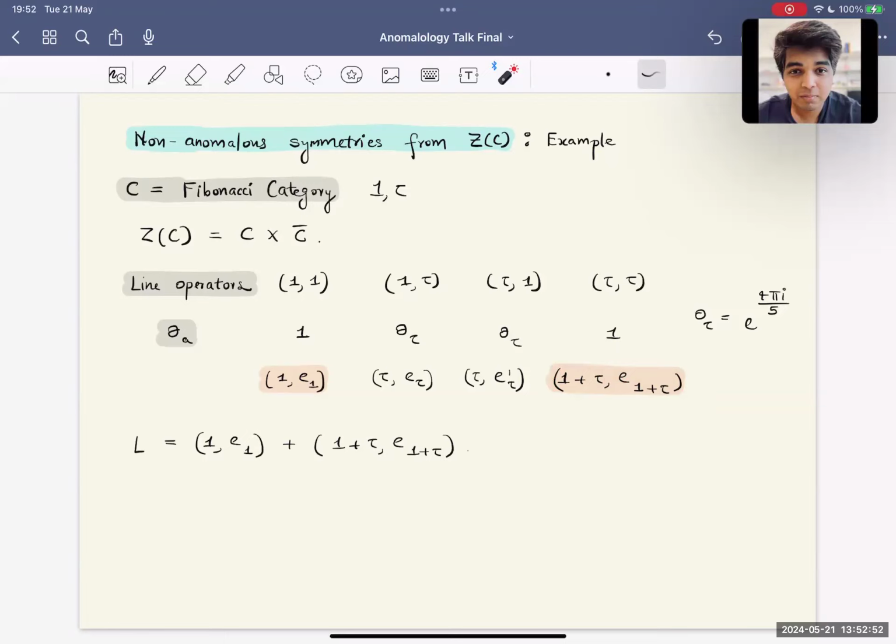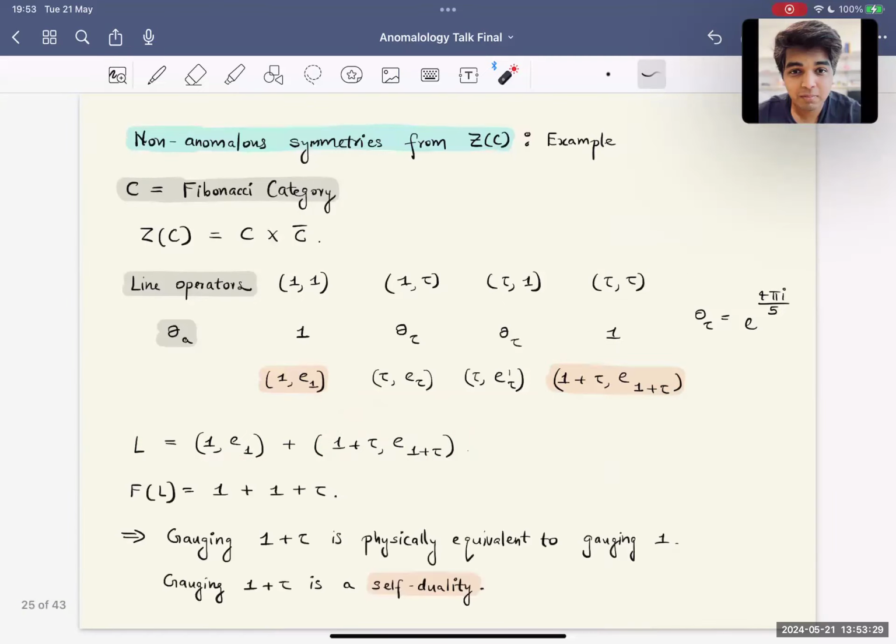And if you look carefully, the first component of this notation is just fusing these two. Whatever is here, you just fuse them and you get the first component. We can write down these half braidings explicitly in terms of the R matrix of Fibonacci. I will not do that here because we won't need it. Once we write the lines in this form, there's only one Lagrangian algebra in the Fibonacci, and that is this: 1, E1 and 1 plus tau, E 1 plus tau. That is the two bosons that we have.